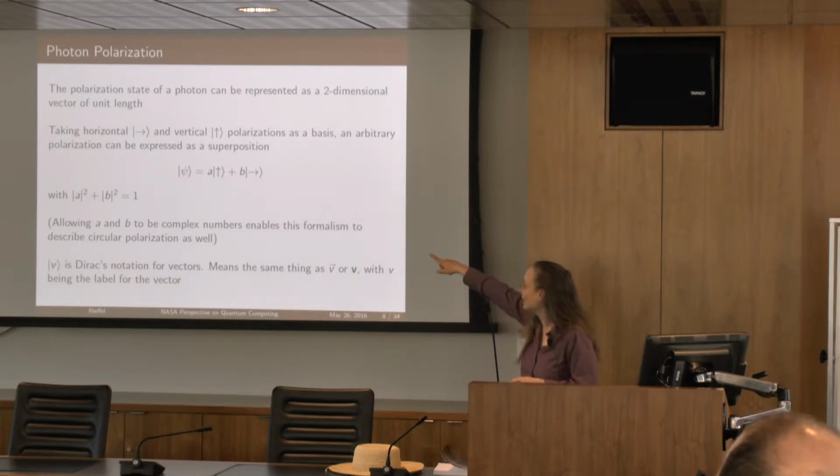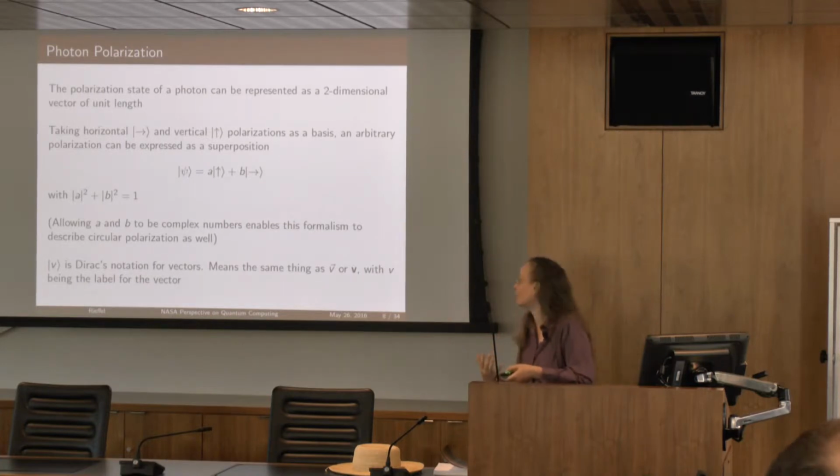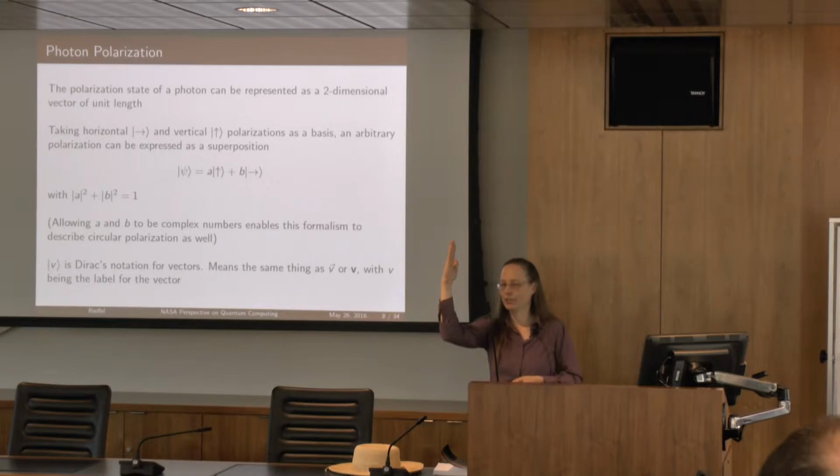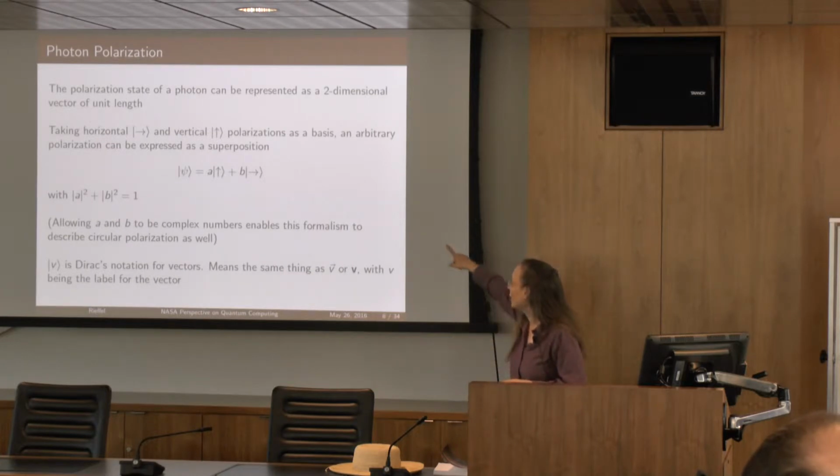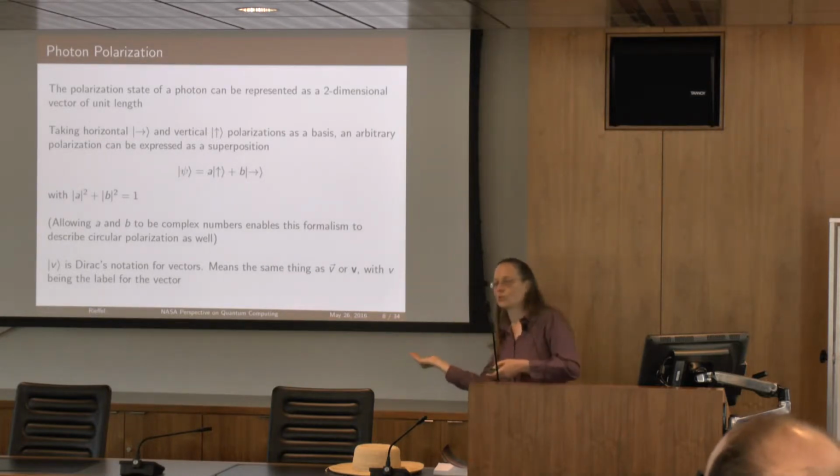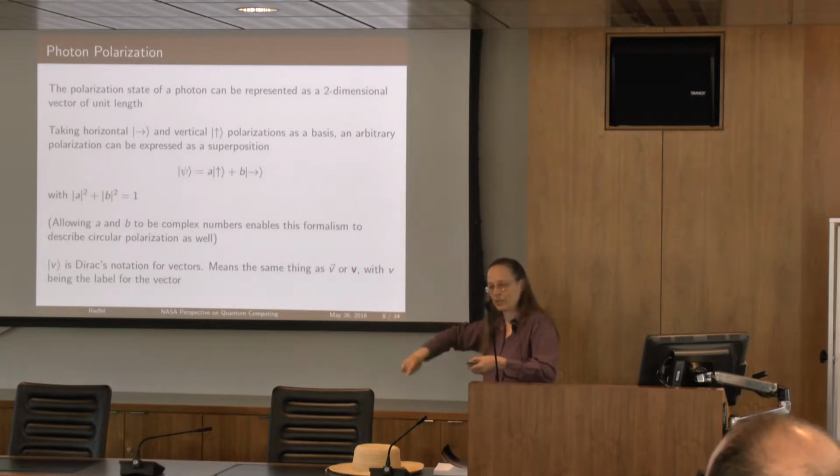So we can take horizontal and vertical polarizations as our computational basis, where this is my 0 and this is my 1 for a standard computing bit. And then a polarization can be expressed as a superposition of those. This is just basic vector calculus, where I can express this vector as a sum of this horizontal piece and this vertical piece.